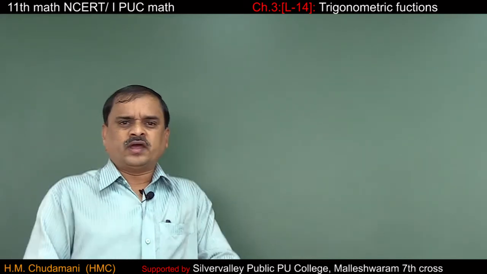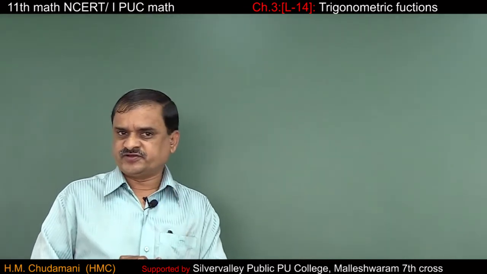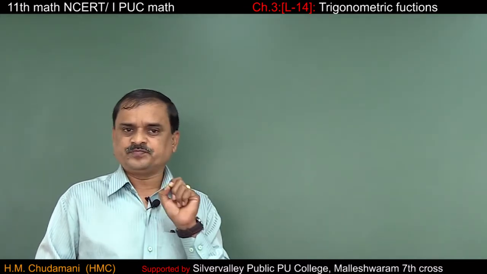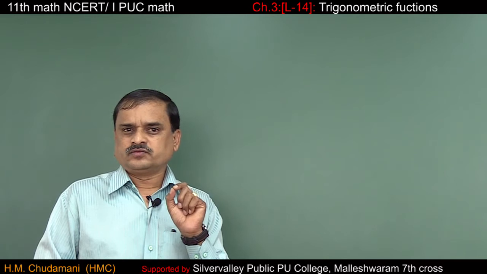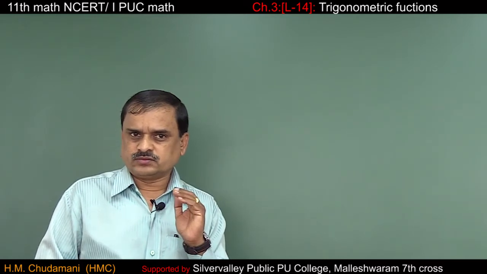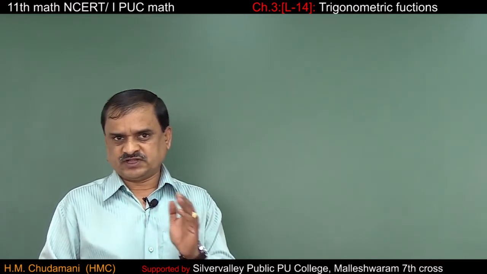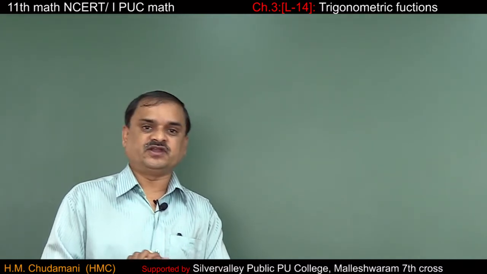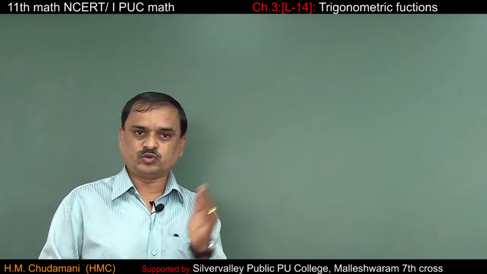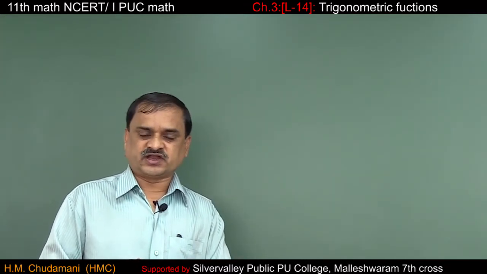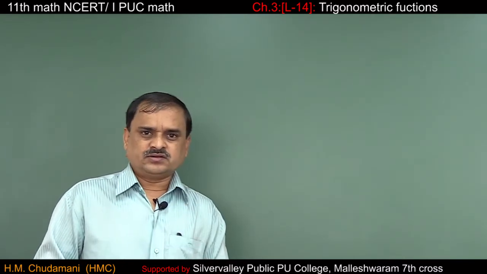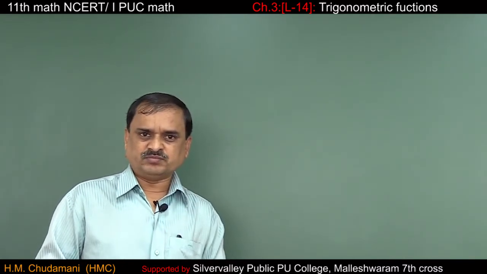In compound angle formulae, we have discussed two problems. Under that A, B, C: sin 15, cos 15, tan 15, sin 75, cos 75 and tan 75. We have proved all these standard angles. Of course, these are also standard angles, and I have given a table on how to remember that.